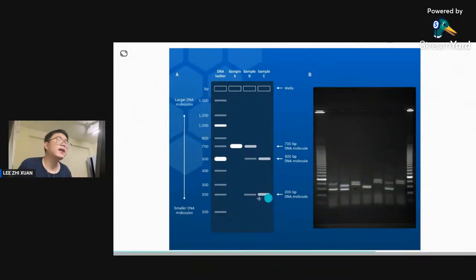Yang ni sangat besar, very big molecule. This is a very big molecule. This one is smaller. So normally the yang paling atas tu, the upper part, is the bigger size one, and the lowest part is the smallest size one. Dia sangat kecil. Why? Because in smaller size, it can move very fast. Dia macam principle chromatography lah kan, saya nak explain. Tapi never mind.